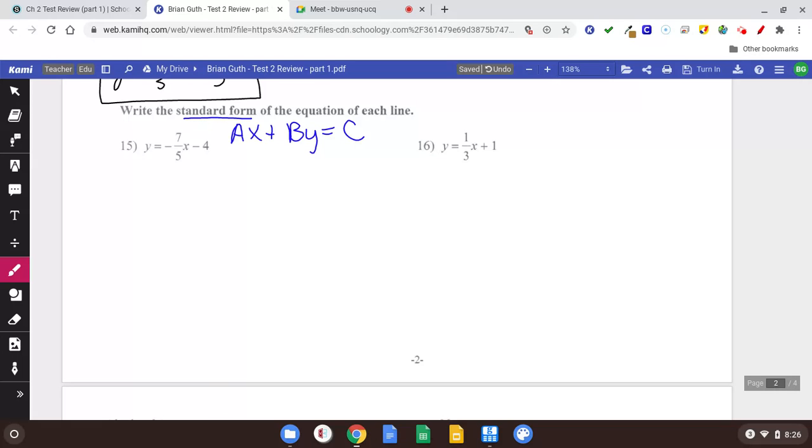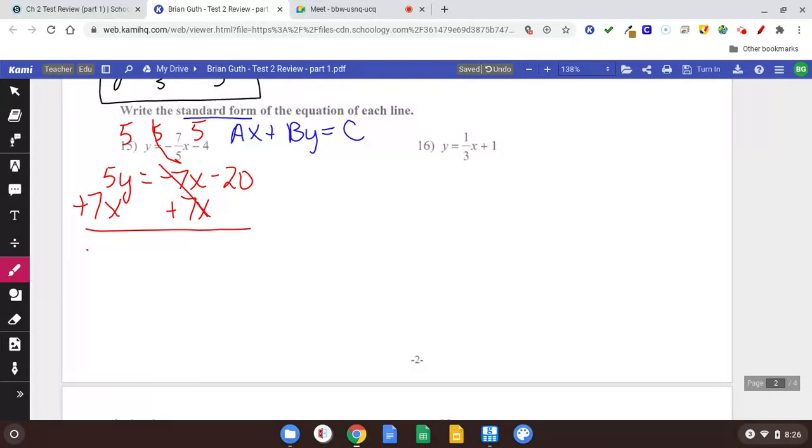So what I would do in this first problem, in problem 15, is we can multiply everything by 5 to cancel out that fraction. Make sure you get everything, multiply everything, and it's going to cancel out here, that's fine, but it won't cancel out anywhere else, it looks like. So I've got 5y equals negative 7x minus 20. Make sure you get everything by 5. Now I want to add 7x, so I can get my variables over on the left side. I've got 7x plus 5y equals negative 20. And there's standard form. I don't see any fractions. The first number is positive.